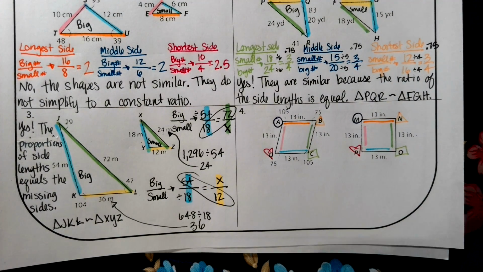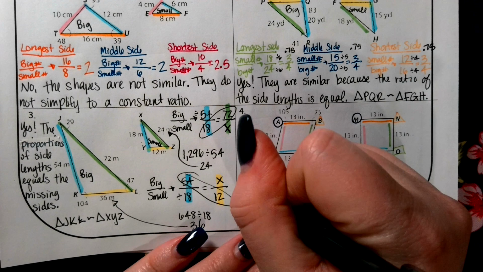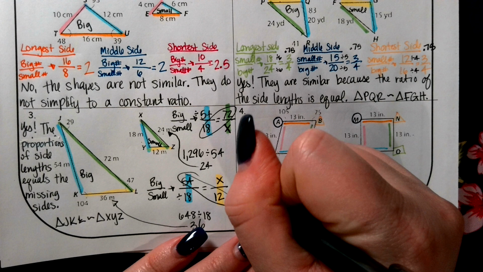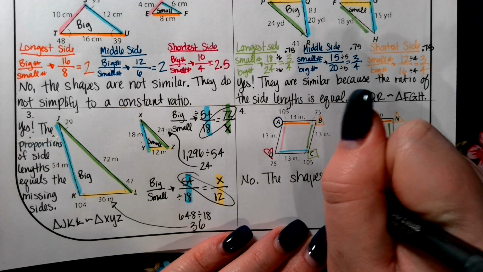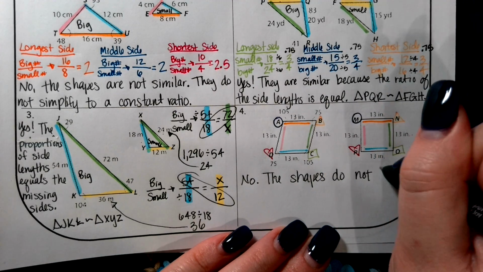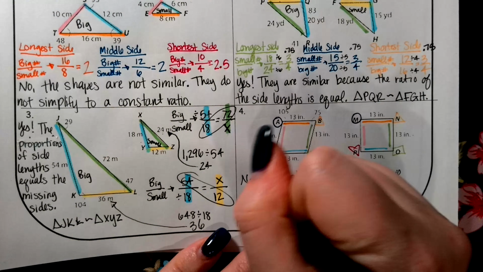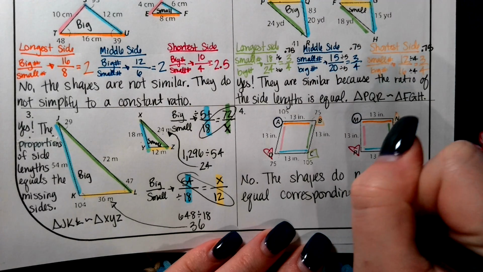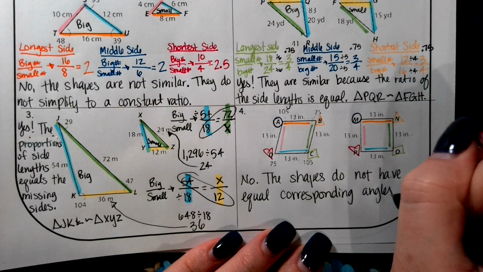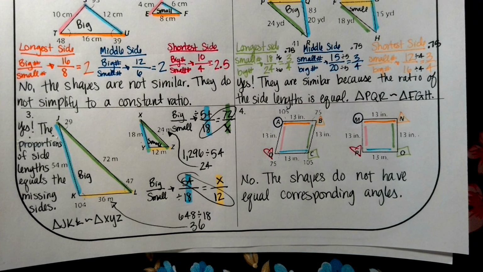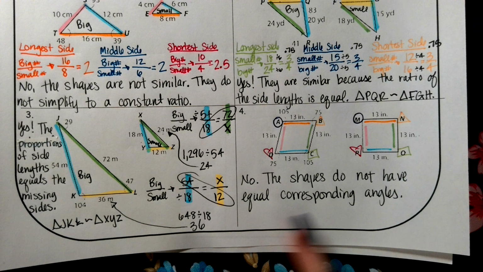So in this, no. The shapes do not have equal corresponding angles. So even if all the sides work out, you have to check the angles too. If the angles are not equal, if they don't match, they are not corresponding shapes. They are not similar figures.